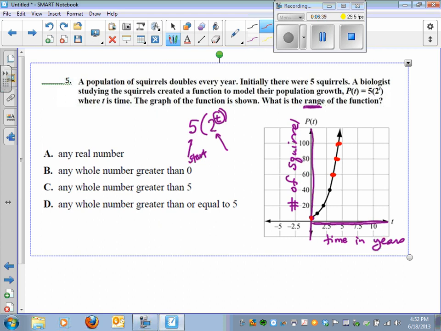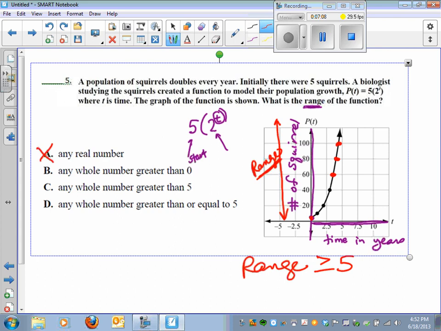The range is this direction. Okay? The range is what happens to the output, the number of squirrels. Okay? And so basically, the range has to be greater than or equal to 5 because the squirrels' population never goes down and you started measuring at 5. You're not going to have a negative number of squirrels. So is it any real number? No, because negatives are real numbers and so is 1 and 2, and it's not going to be one of those. Is it any whole number greater than 0?